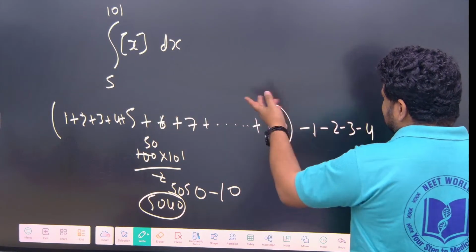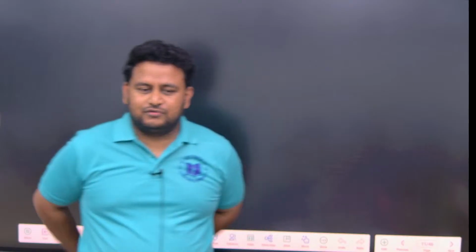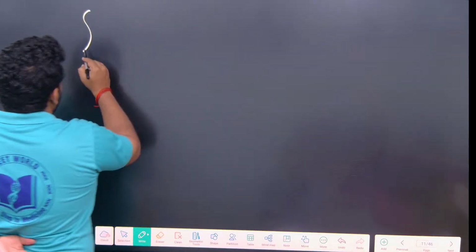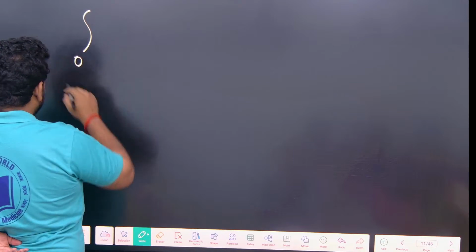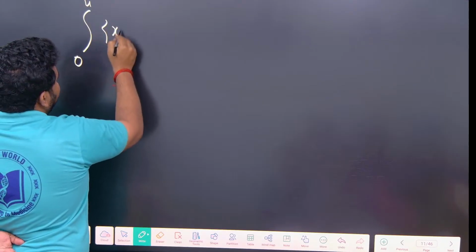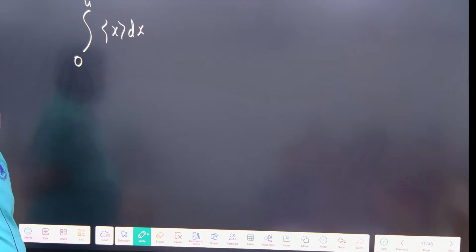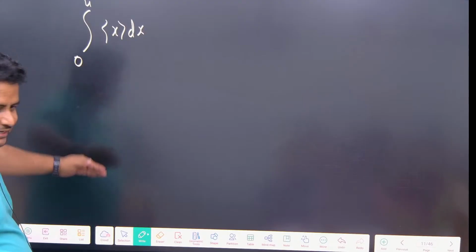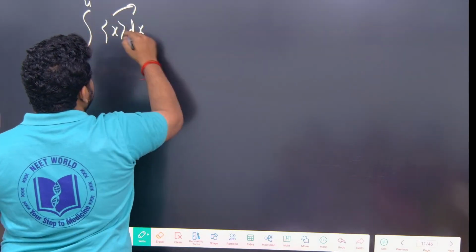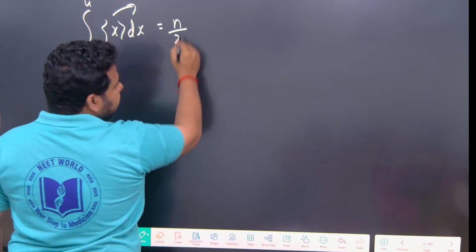Now, that was step x. Next, if they give a fractional value, how to solve? Suppose they are giving the integral from 0 to 4 of fractional value of x dx. I can show how it comes, but that is not required for you. Directly the shortcut is: upper limit minus lower limit, 4 minus 0, is 4, and I can write it as n by 2.